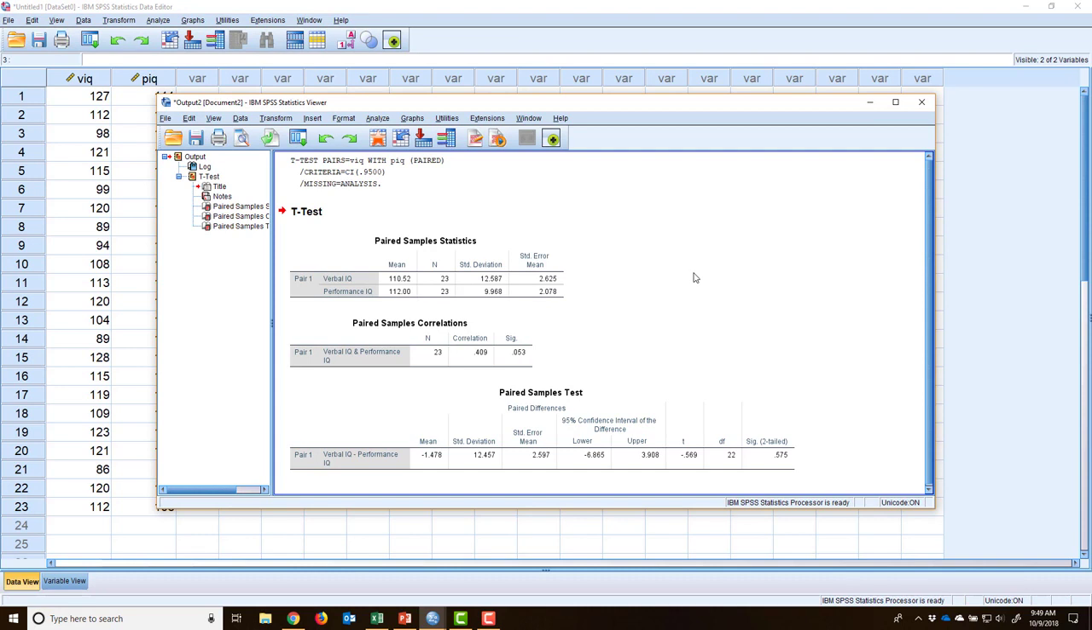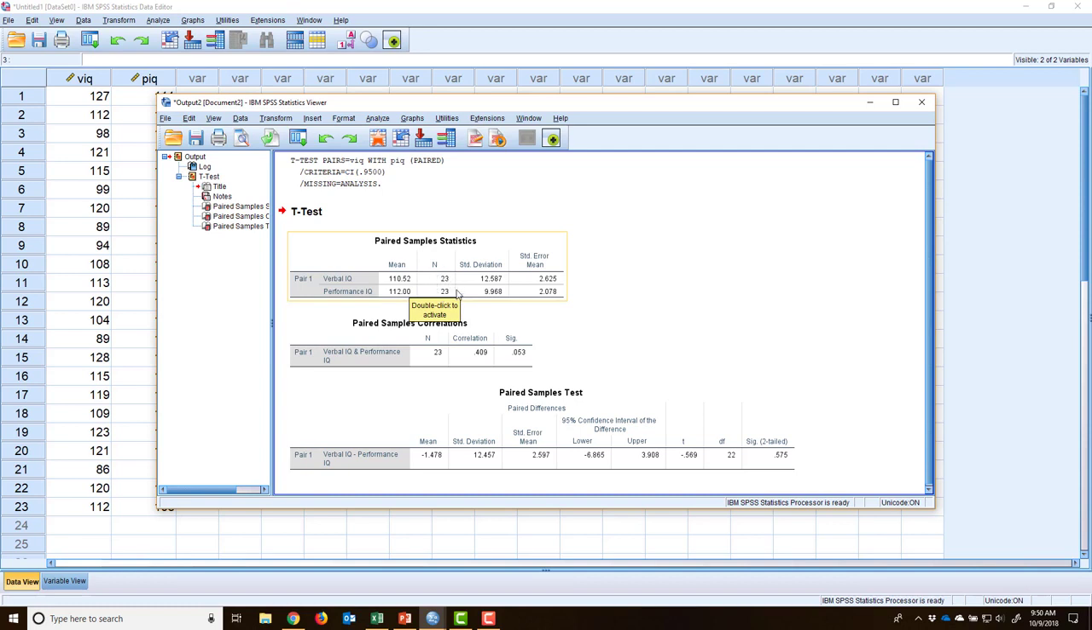So let's take a look at some of these results. We've got our descriptive statistics first. The verbal IQ mean, basically that just took all of these numbers, added them together, and divided by 23, is 110.52. The performance IQ mean is 112.0. So right away, just by looking at this, we can see that there is a difference, and it looks like this supports our hypothesis that the verbal IQ is lower than the performance IQ, just by looking at the descriptive statistics.